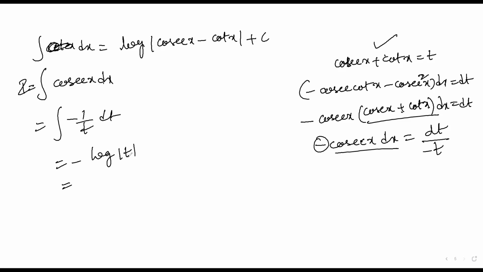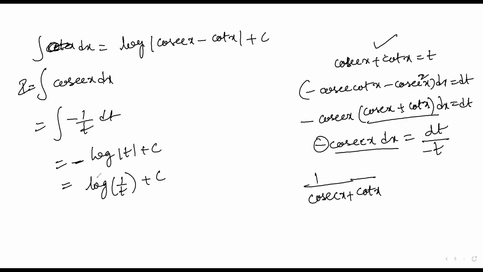So now what did you do after this? 1 by t, no? So this is cosecant x plus cot x, right? What you get is minus log mod cosecant x plus cot x, or log mod 1 by cosecant x plus cot x. What did you do after this?